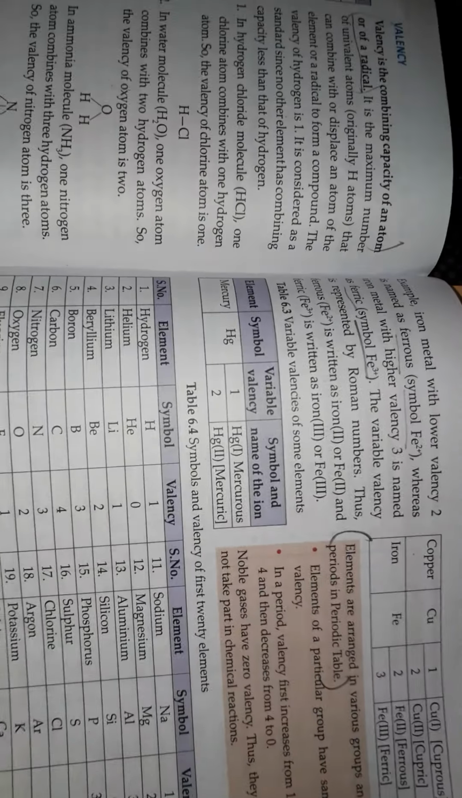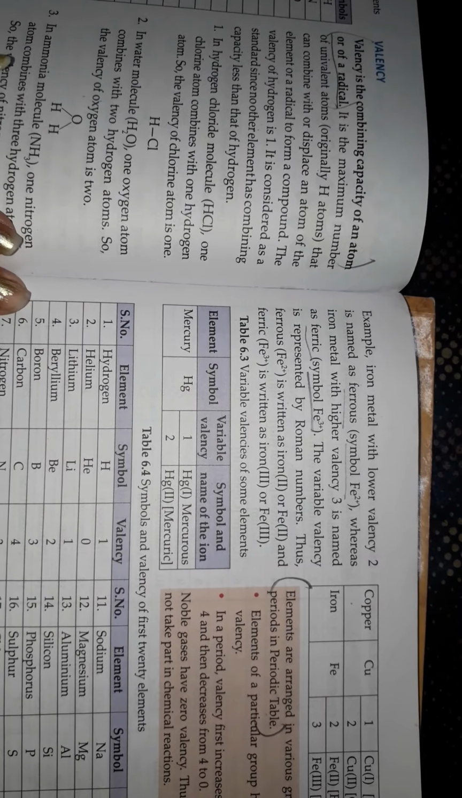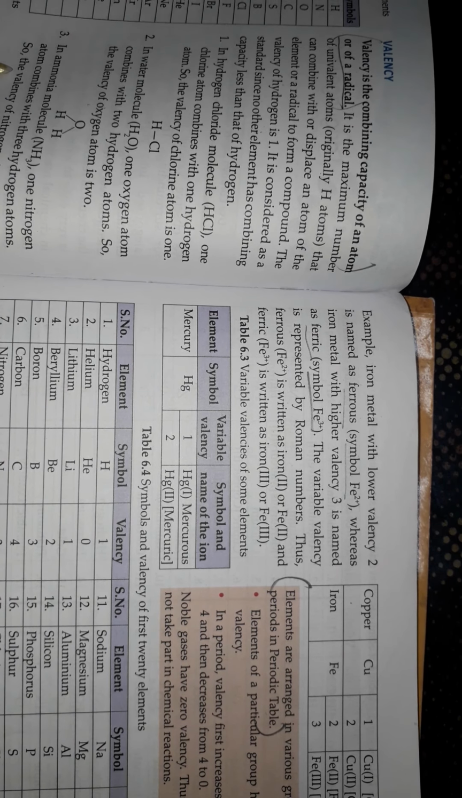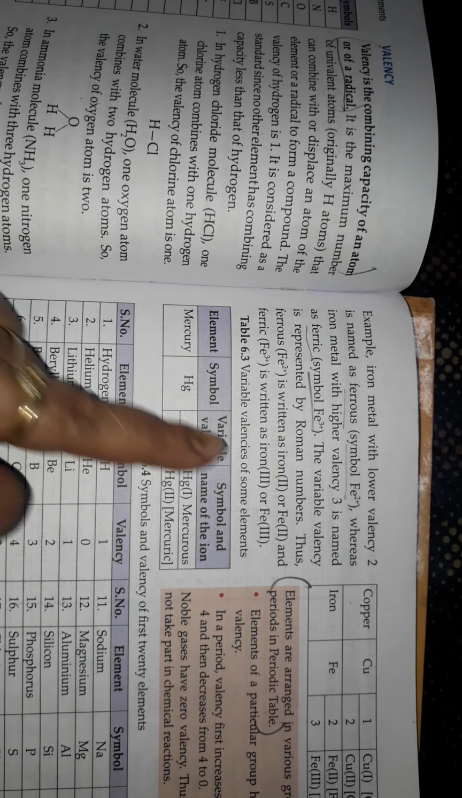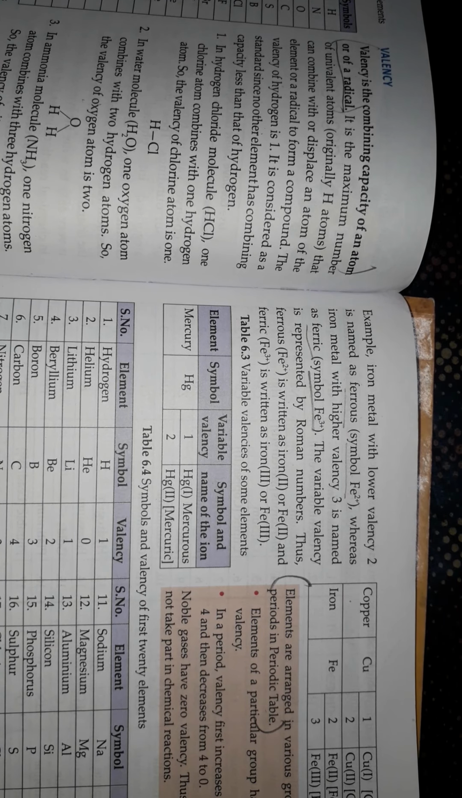That you can see like, iron metal with the lower valency 2 is named ferrous, whereas iron metal with the higher valency 3 is named ferric. The variable valency is represented by a Roman numeral. Thus ferrous Fe2+ is written as Fe(II), and ferric Fe3+ is written as Fe(III) in brackets.